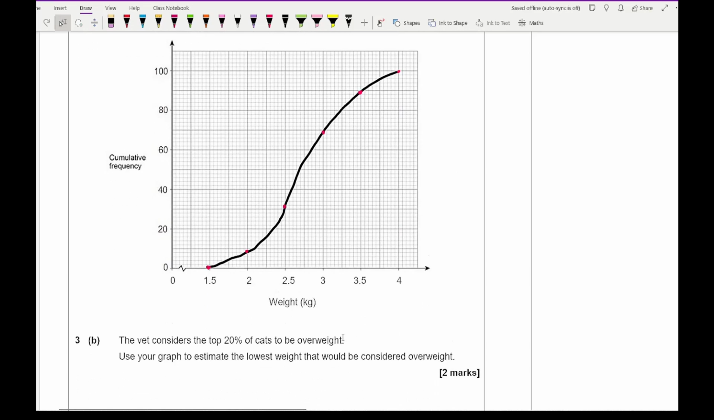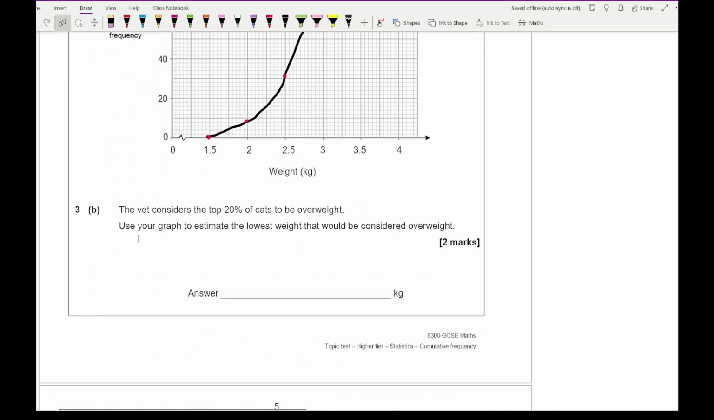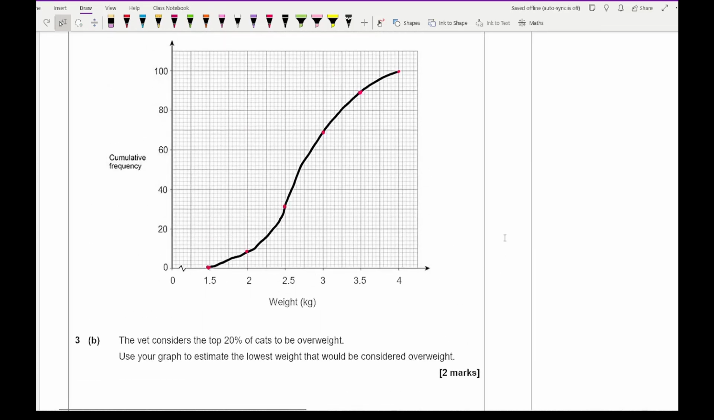Then for 3b, the vet considers the top 20% of the cats to be overweight. Use your graph to estimate the lowest weight that would be considered overweight. So what we need to do is find the 80% mark. Now 80% of 100, and 100 is the total frequency. With it being on a non-calculator paper, you'd expect that to be relatively easy, which is going to be 80. So I'm looking for this 80 mark.